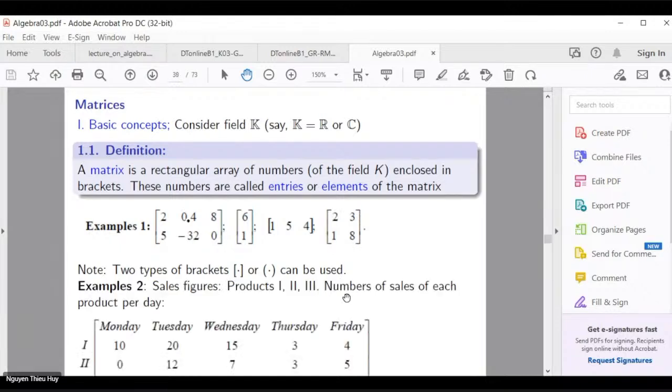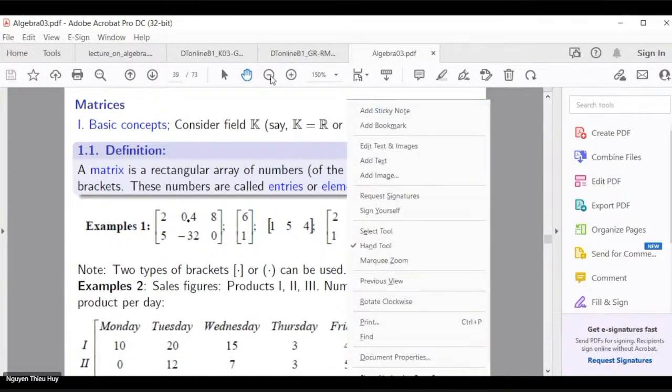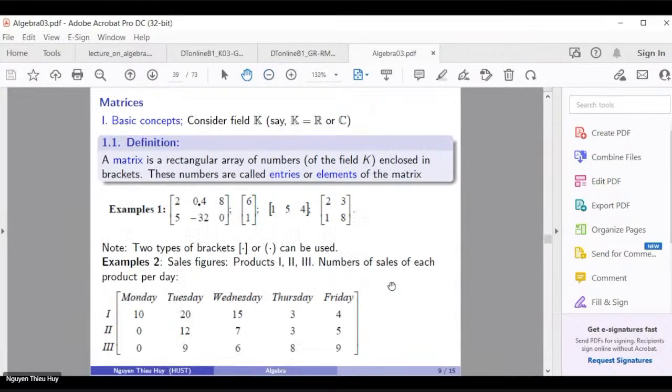And some more notation. Of course, the example that I gave you here is not as interesting as what I gave you as the motivation at the beginning of the subject. But let's review it here. Let's see some example from our real life. So, for example, suppose we are in a shop, and there are 3 products, 1, 2, 3. And here is the table that records the numbers of sales of each product.